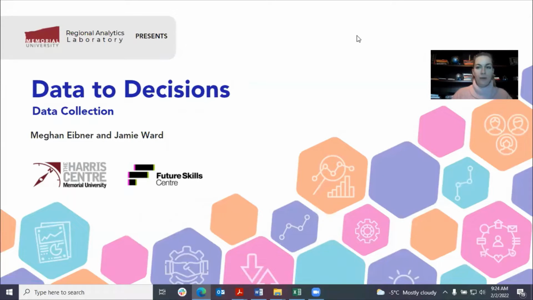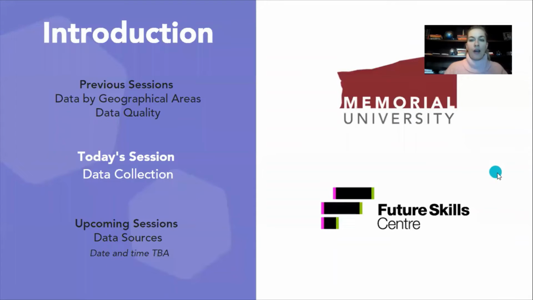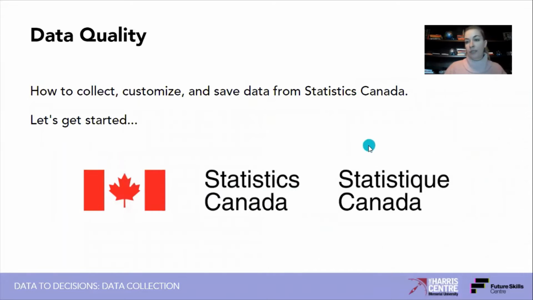Good afternoon, everyone, and welcome to the third presentation in our Data to Decision series. The first two presentations were on data and geography and data quality. Those presentations provided background foundational information about data. And today I'm going to be walking you through how to collect, customize, and save data from Statistics Canada. Now, of course, there is a plethora of sources where you can find data. Just for the purposes of today's presentation, we're going to be walking through Stats Canada.